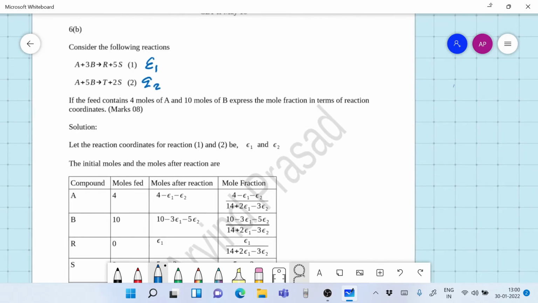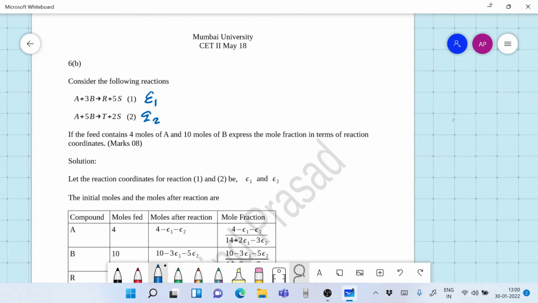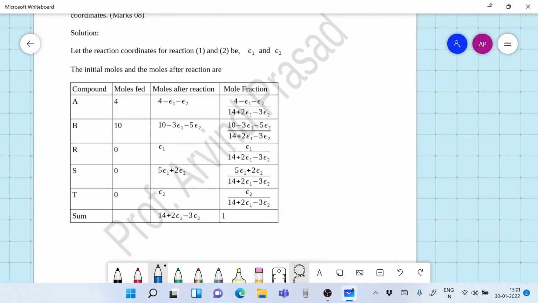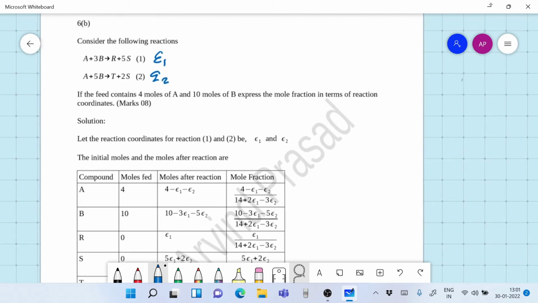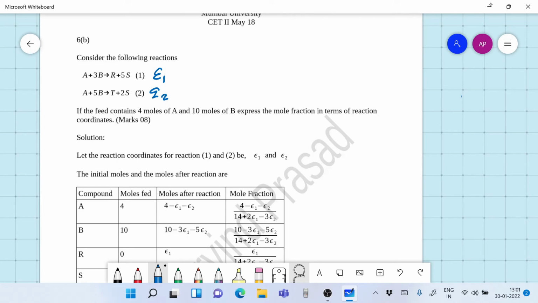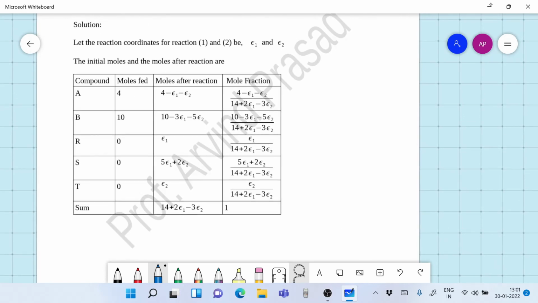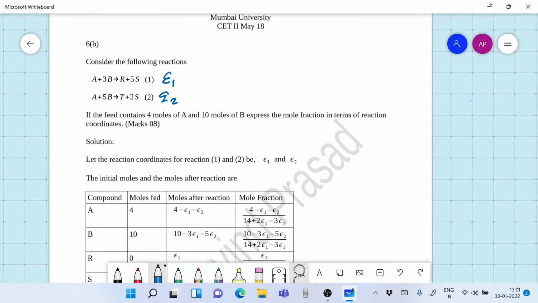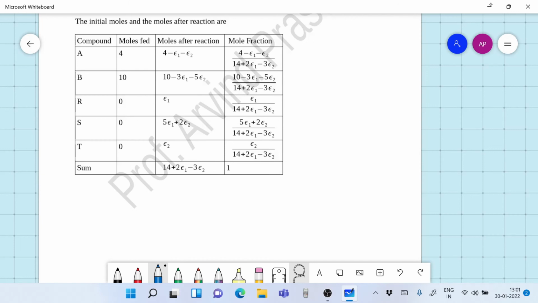For R, it's going to be epsilon 1, as you can see here, the stoichiometric coefficient is positive 1. And for S, it is going to be 5 epsilon 1 plus 2 epsilon 2 because S is a product. And for T, it is going to be epsilon 2. The reason being T is also a product and it has a stoichiometric coefficient of 1. Now, we sum up all the moles after the reaction and we get 14 plus 2 epsilon 1 minus 3 epsilon 2.